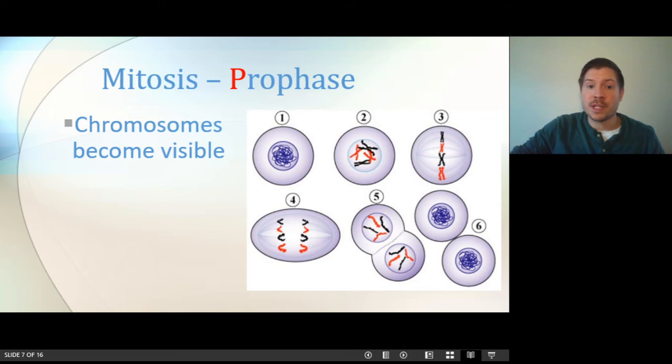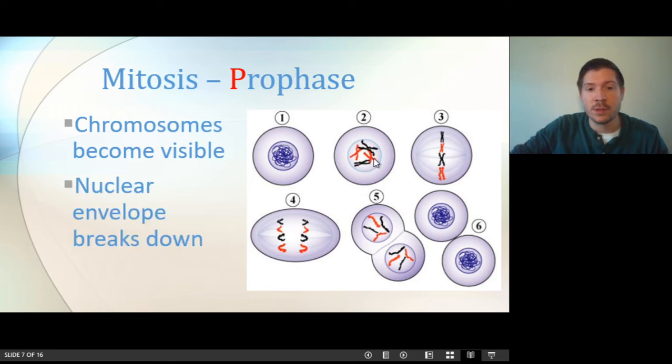One, the chromosomes become visible. So back here in picture 1, this was interphase. The DNA is loose, it's coiled up, it's in a form called chromatin. You can't see individual chromosomes. But in prophase, the cell condenses these chromosomes, and you begin to see individual chromosomes are apparent.